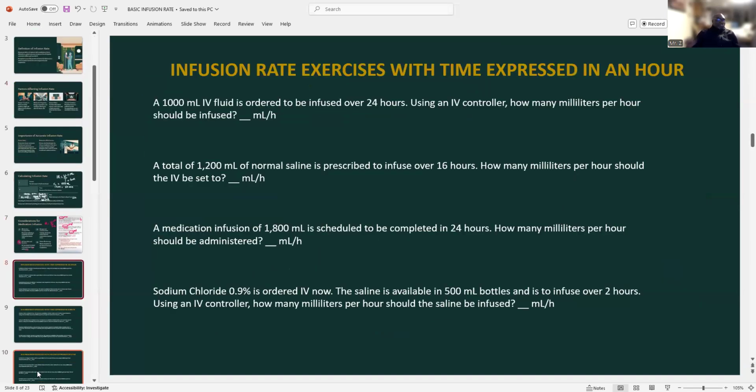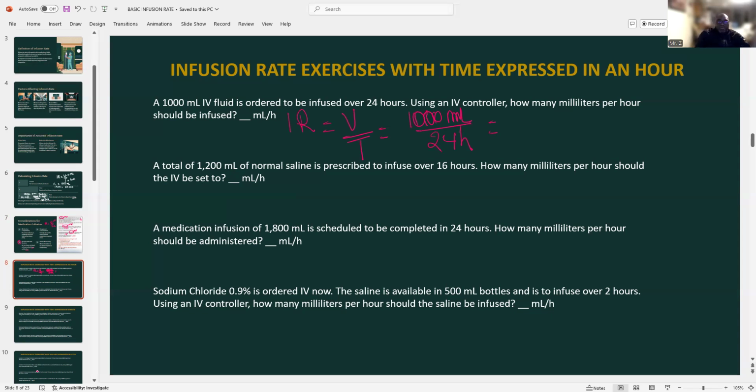All right, so let's do some exercises. Infusion rate exercise with time expressed in hours. It means your time of the infusion is set per hour. So what do you know? You know for sure infusion rate equals what? Volume over time. All right, so what is your volume? 1,000 milliliter. What is the time? 24 hours. Get your calculator. Do 1,000 divided by 24.